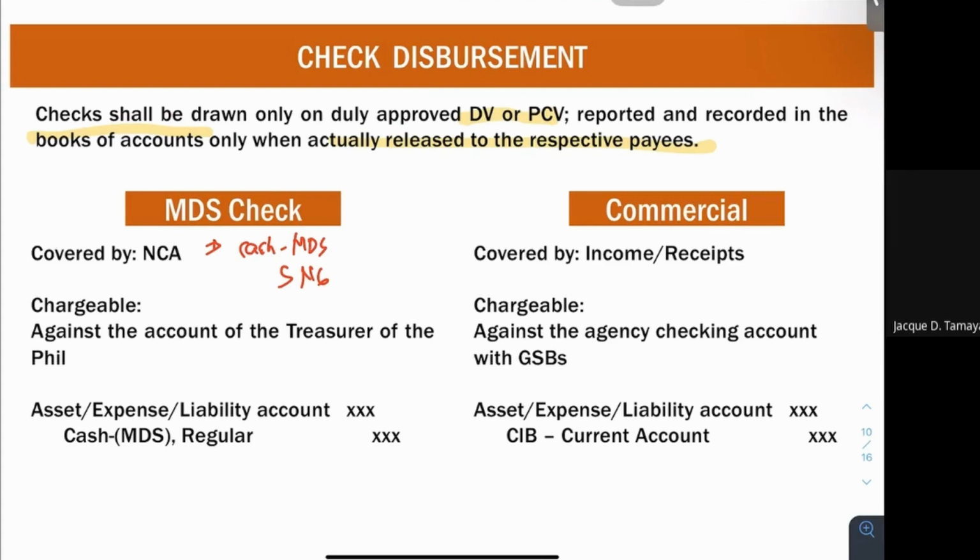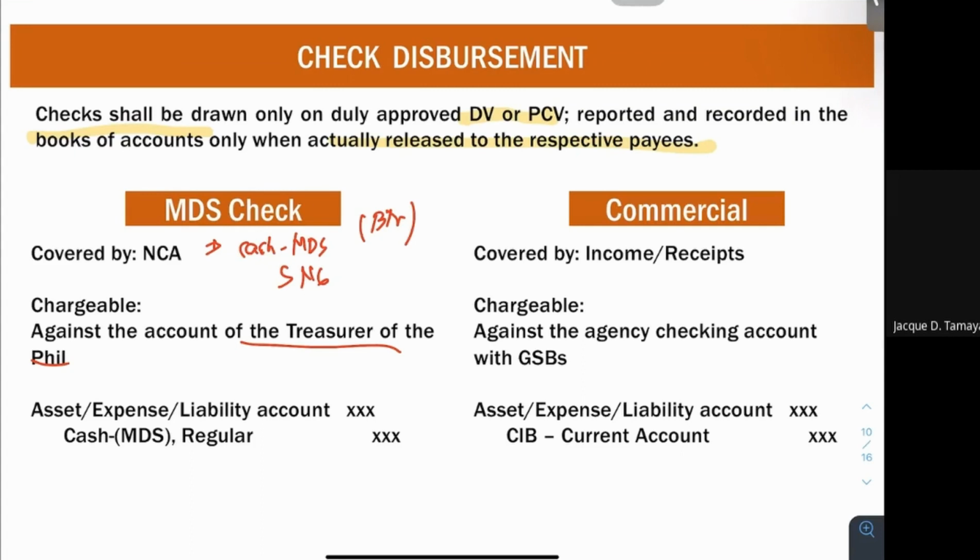And it is chargeable against the account of the Treasurer of the Philippines. Sir, why is it chargeable against the account of the Treasurer of the Philippines? Because, as you can see, we have your cash MDS, which comes from your Bureau of the Treasury. Sir, what happens here with your MDS? We thought that the cash is really held by the organization or the agency itself. But actually, the Treasurer maintains the different MDS accounts. So whenever we issue your MDS check, it's as if the BTR is the one who pays it, because the BTR is the one who maintains that MDS. Okay, I hope we're clear there. That's why it is chargeable against the Treasurer of the Philippines. Take note, covered by NCA.